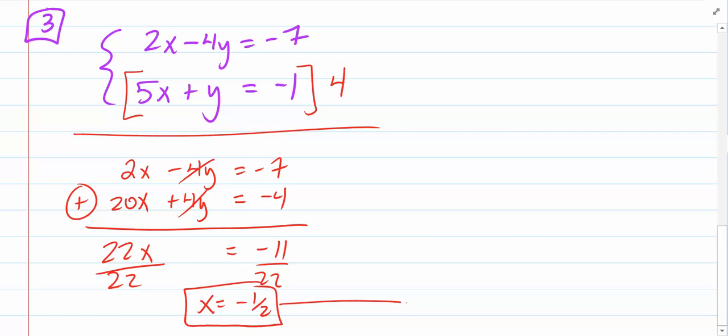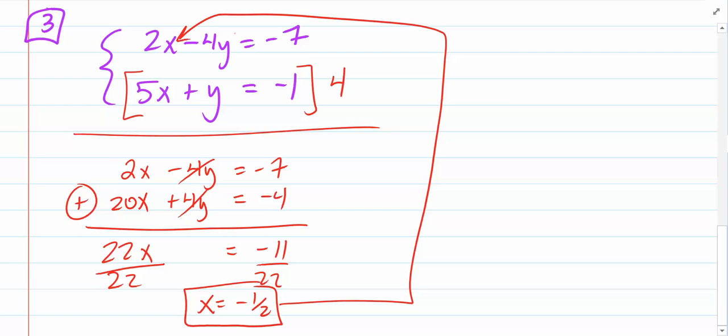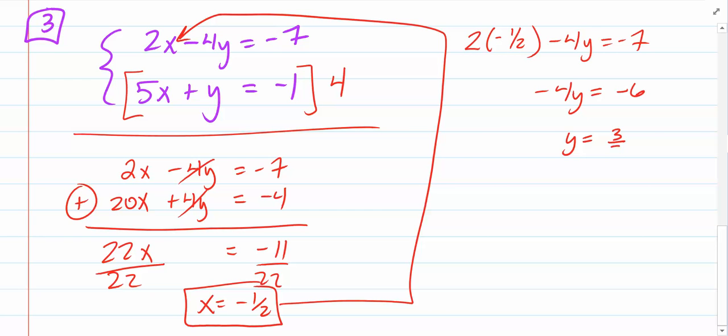All right, so if x is negative 1/2, we're going to substitute back in. We're going to get 2 times negative 1/2 minus 4y has to be negative 7. So negative 4y has to be, let's see here. Well, 2 times negative 1/2 is negative 1. If I add 1 to both sides, I get negative 6 on the other side, right? I heard 6 out there. So that means that y has to be what value? 3/2. So therefore, the solution to my system will be (negative 1/2, 3/2).